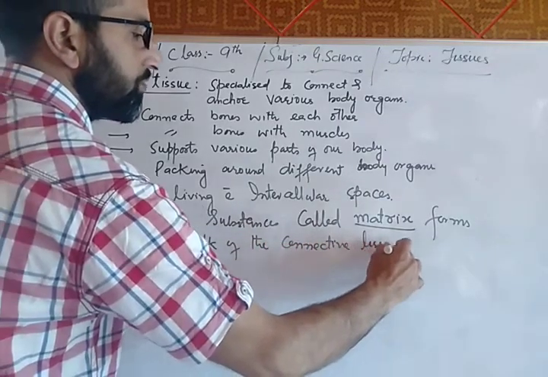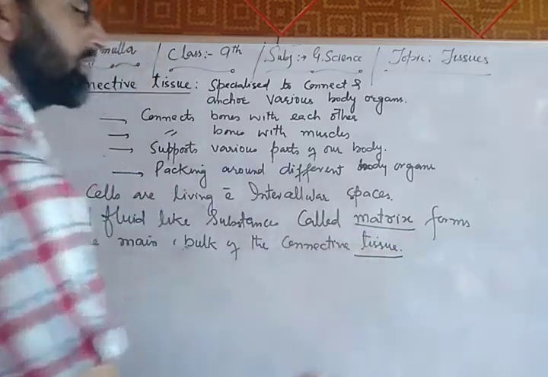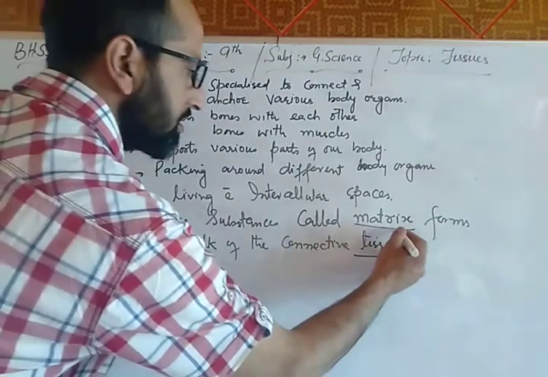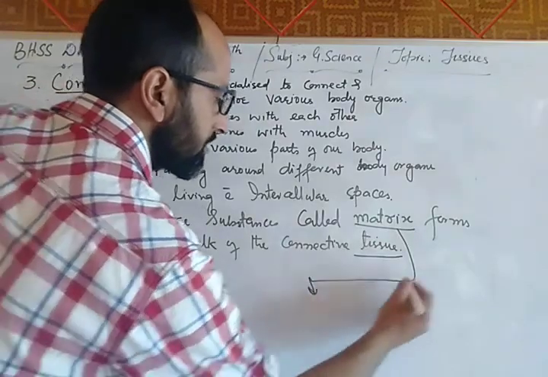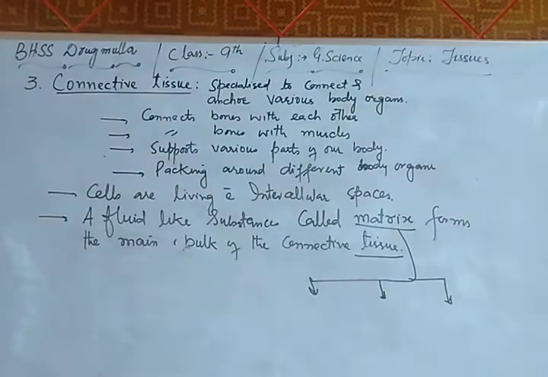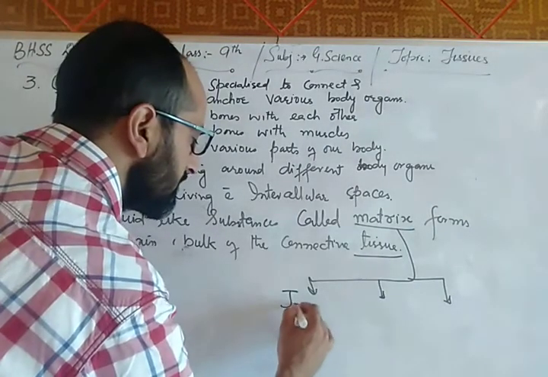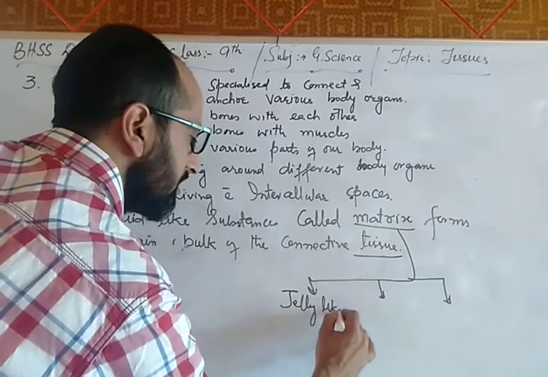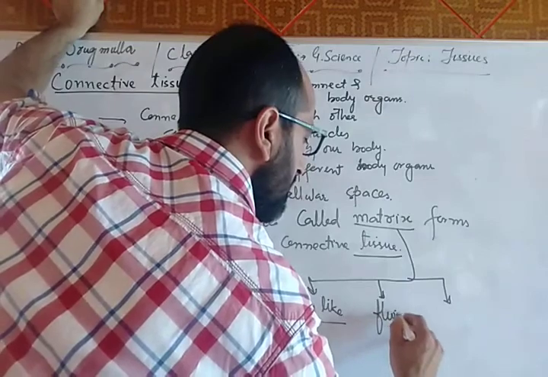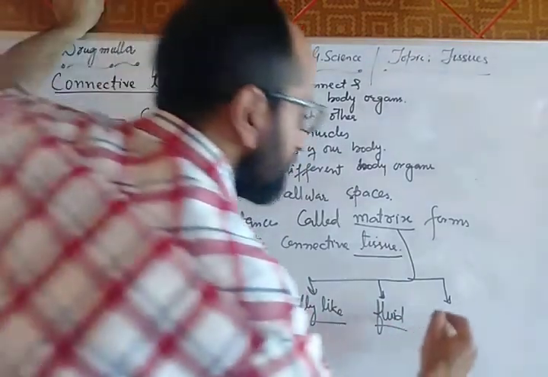This connective tissue has a component which we call the matrix. What is that matrix? It is a fluid-like substance which forms the main bulk of the connective tissue. And this matrix can be of three forms. Connective tissue का जो matrix होता है, ये तीन forms में exist हो सकता है. Either it can be jelly-like, viscous, or it may be fluid, or it may also be a solid matrix.